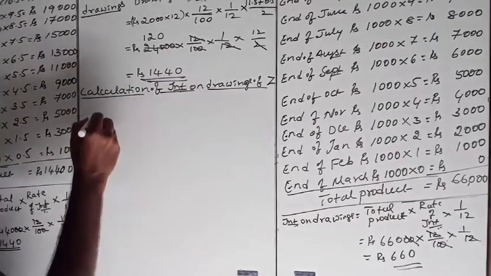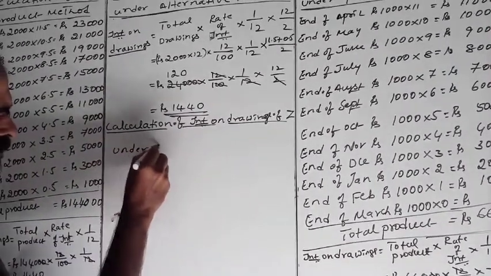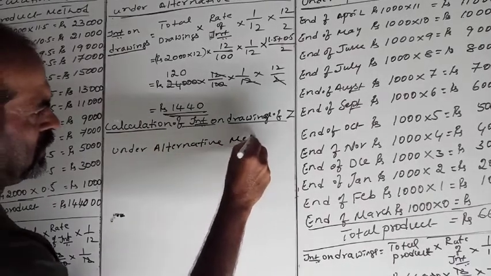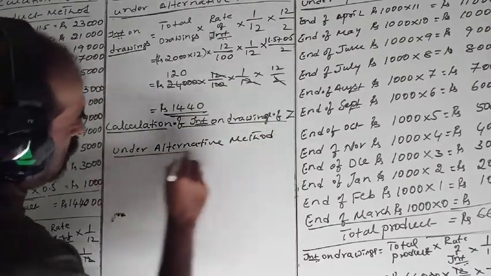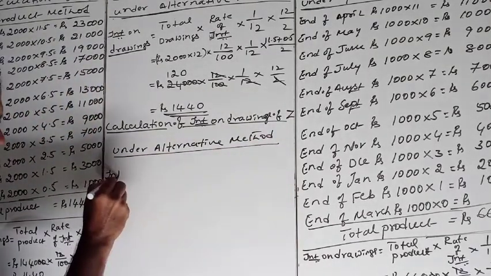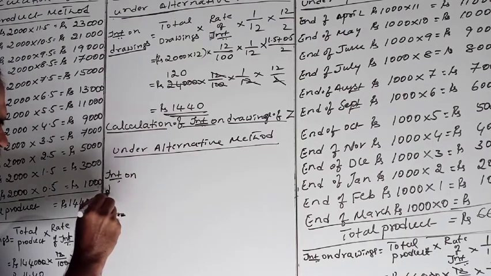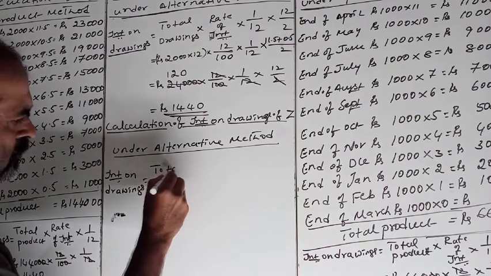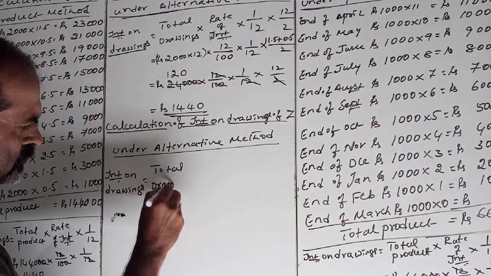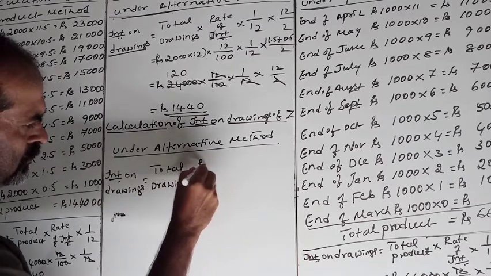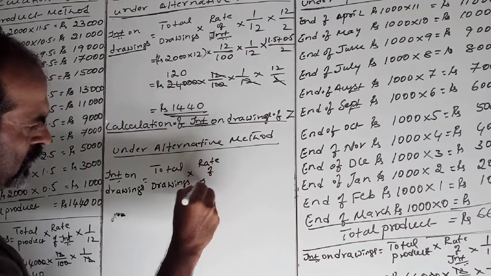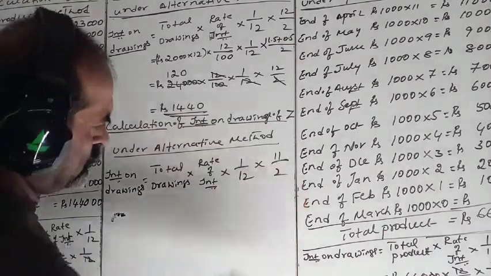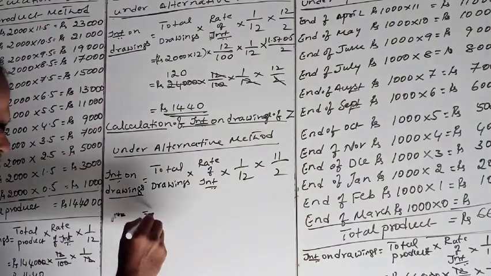Under the alternative method, calculate the interest on drawing equal to total drawings into rate of interest into 1 by 12 into 11 by 2. Right, it's very important.